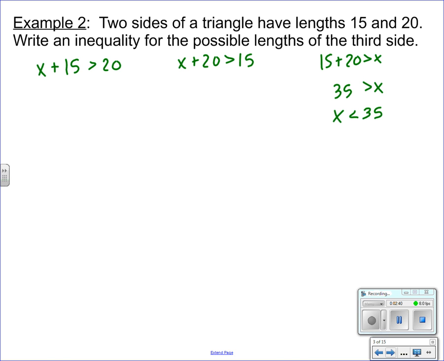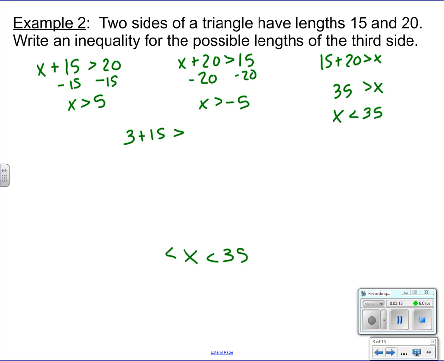If I subtract 15 over from this first one, we get x has to be greater than 5. From the middle one, if I subtract 20 over, x has to be greater than negative 5. Well, which one of these do I pick? I know for sure x has to be less than 35, but x also has to be greater than some number. Well, if I look at numbers between negative 5 and 5, let's say 3. Can 3 be a side length? 3 plus 15, is that greater than 20? No, 3 plus 15 is only 18. So you have to pick the larger of the last two values.